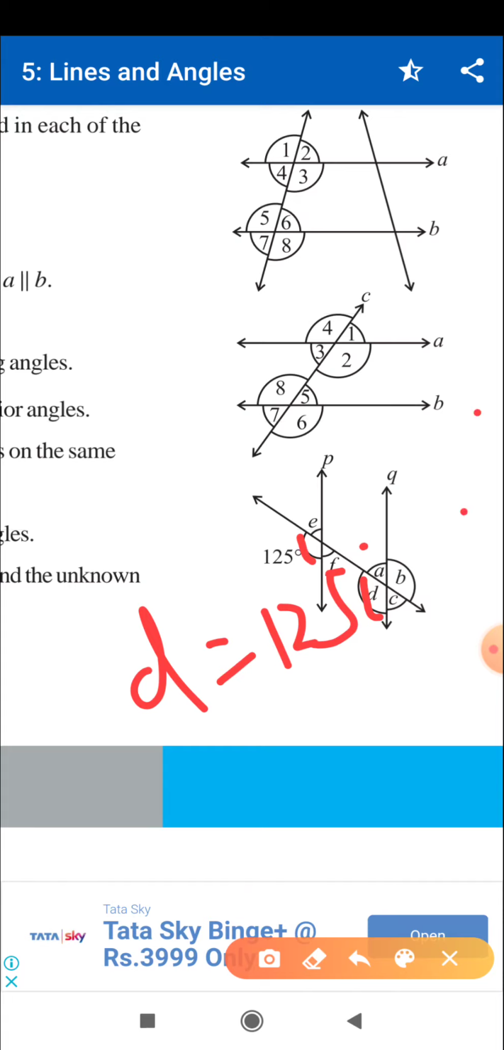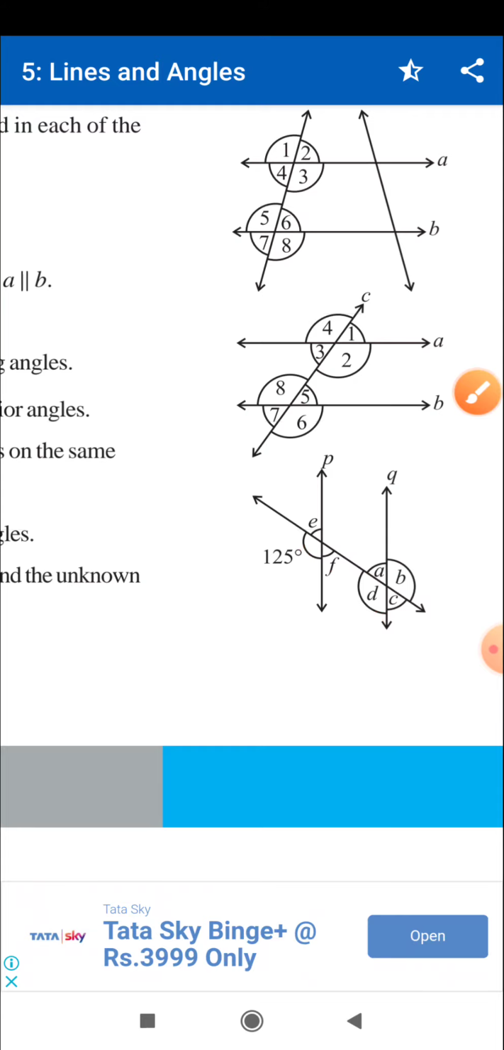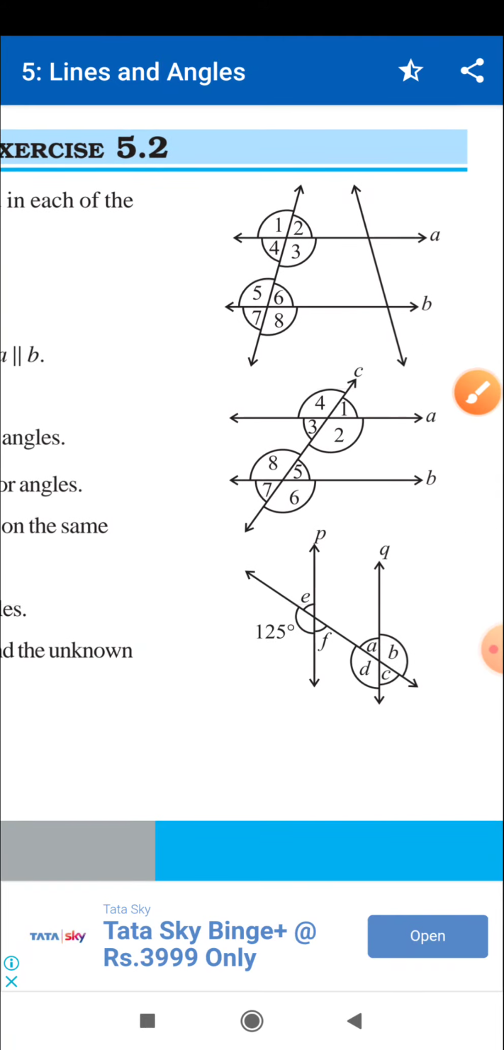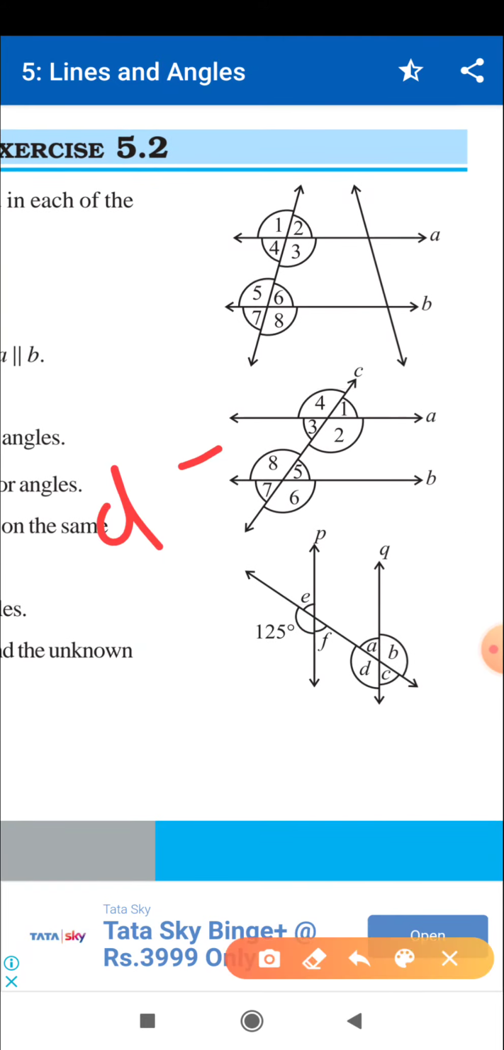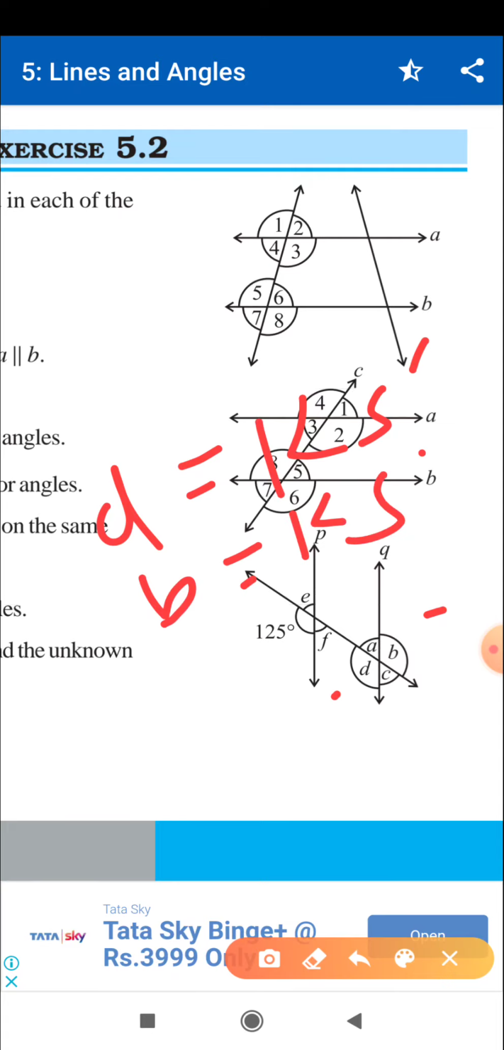Our next unknown value is B. Now we have D equal to 125 degrees, and it is clear from the diagram that B and D are vertically opposite angles to each other, and we all know that vertically opposite angles are equal, of the same measurement. So angle B is also 125 degrees.